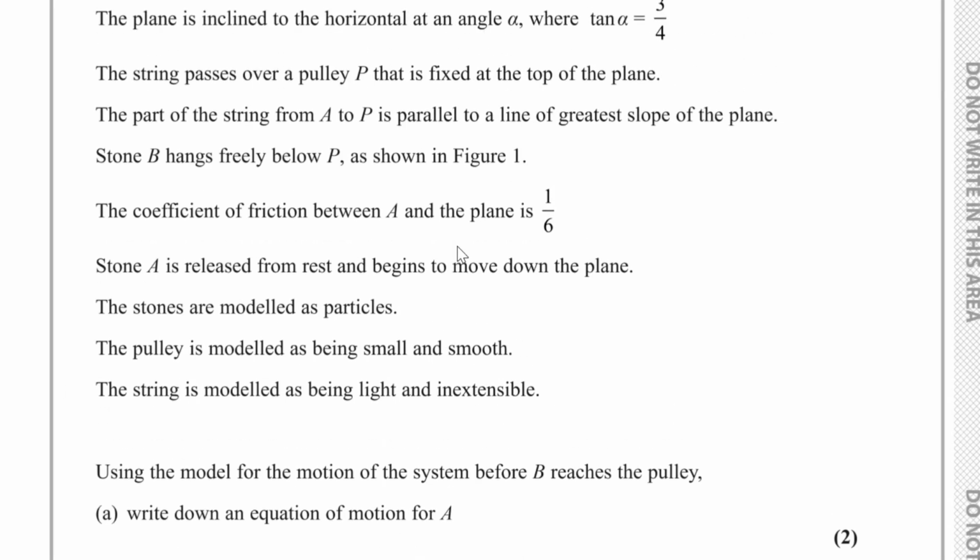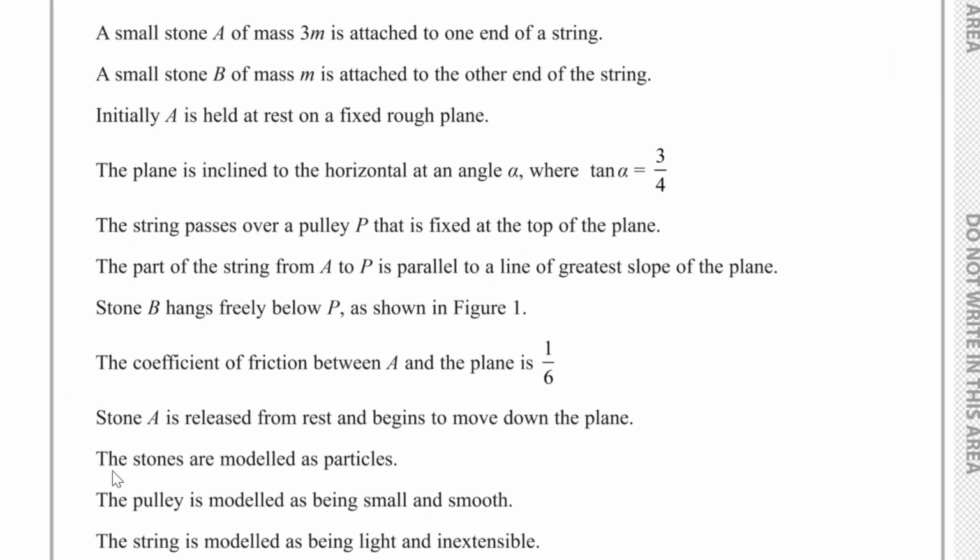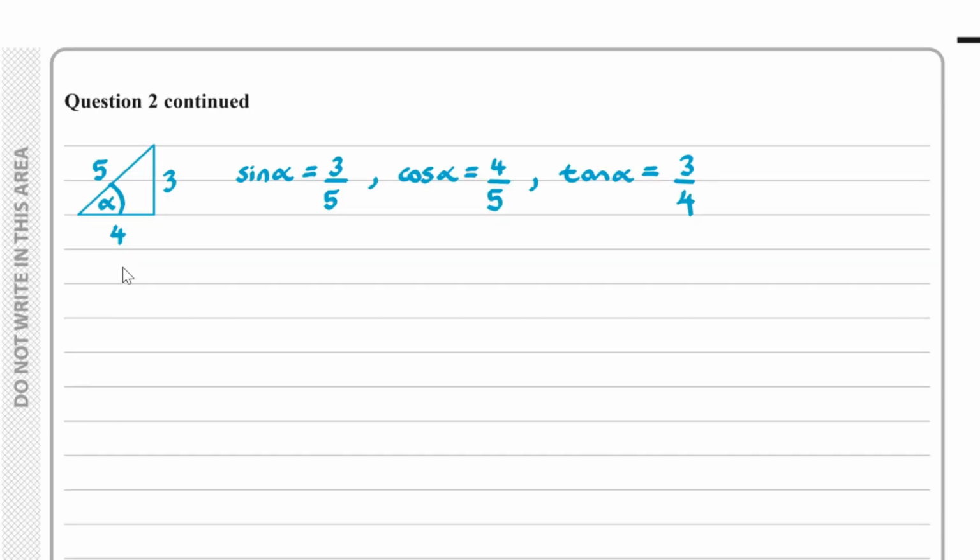Well, if we know that tan alpha equals 3/4, we can use this information to find out what sin alpha and cos alpha are. Of course, through Pythagoras, the hypotenuse is 5, so sin alpha is 3/5, cos alpha is 4/5.